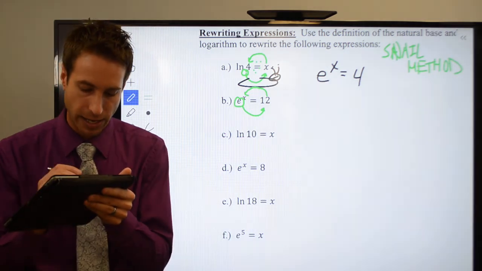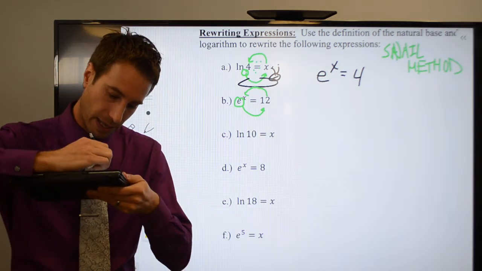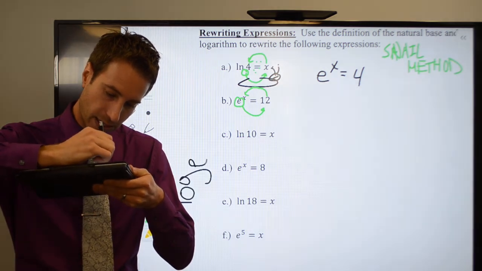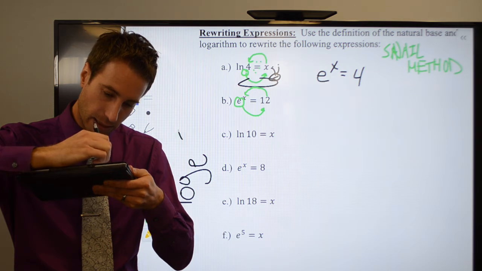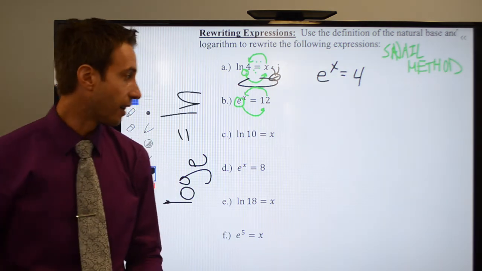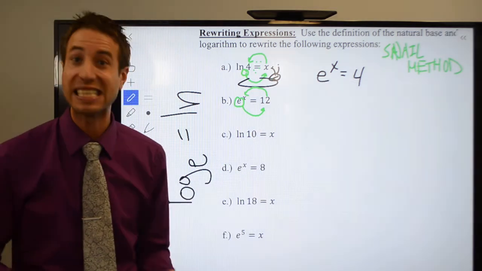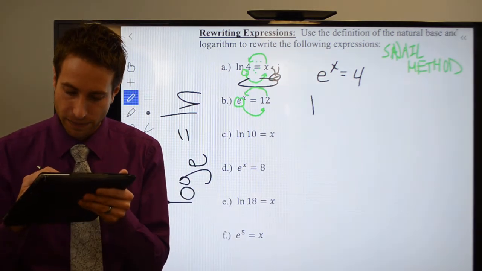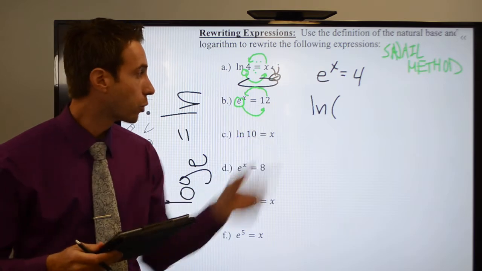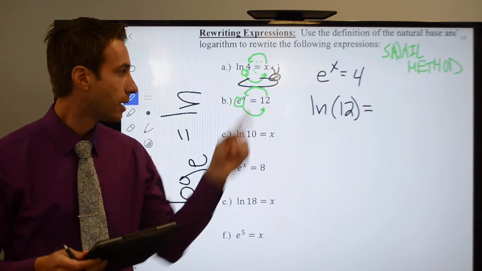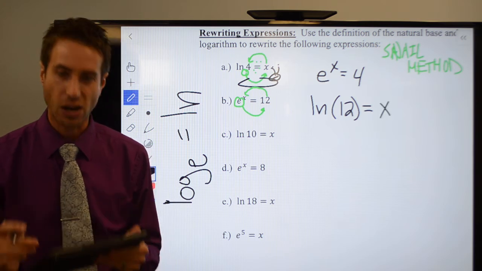In fact, let me put this right here. Really, really important. I'll write it nice and big: log base e is equal to ln. Log base e means ln. So, because I would have a log base e, I'm going to write ln instead. ln of 12 is equal to x.